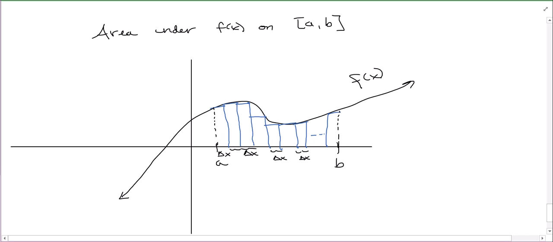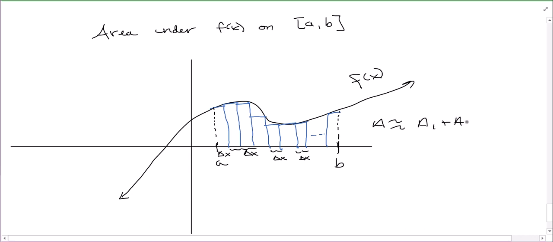Hey everyone, in this video we're going to continue talking about area under a curve. This is part 2, and just to summarize, based on the first video we had talked about that to find the area under a curve on the interval from A to B, we can use a number of rectangles and try to approximate the area by adding up the areas of each of those rectangles.